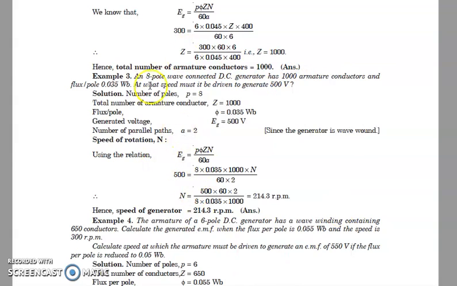In another example, the number of poles is given as 8. Here the machine, a generator, is wave wound. So the number of parallel paths A is equal to 2, because for a wave wound DC generator A is 2. And the number of conductors is 1000, that is Z is equal to 1000. Flux is given as 0.035 webers and the voltage is given as 500 volts. Applying the same formula, you can easily calculate the speed of the generator, which comes out to be 214.3 rpm.